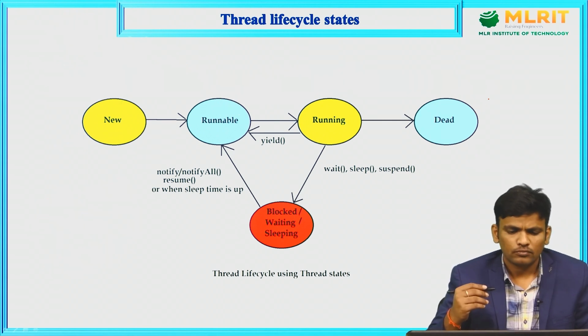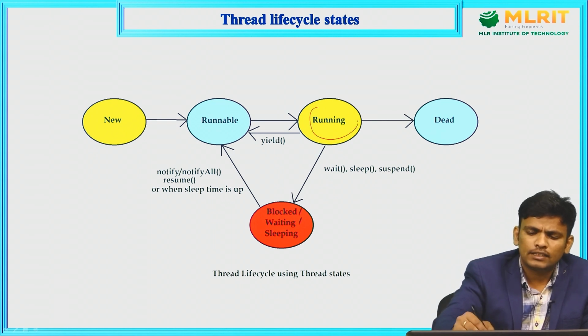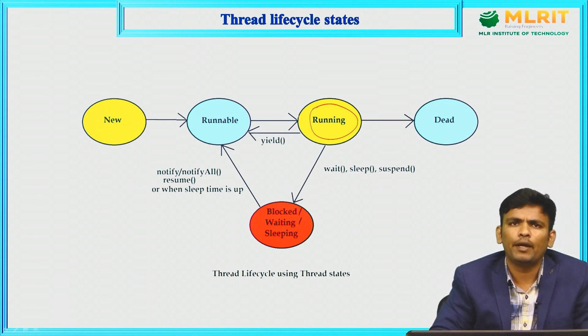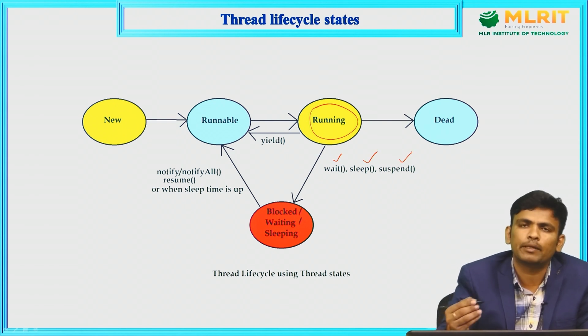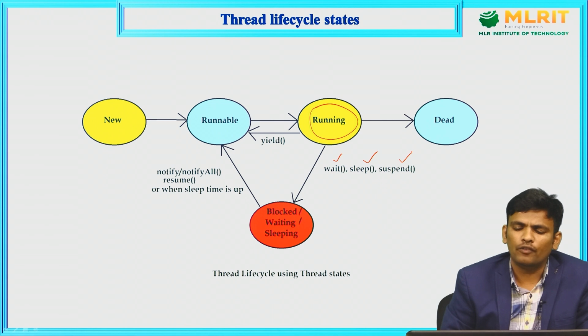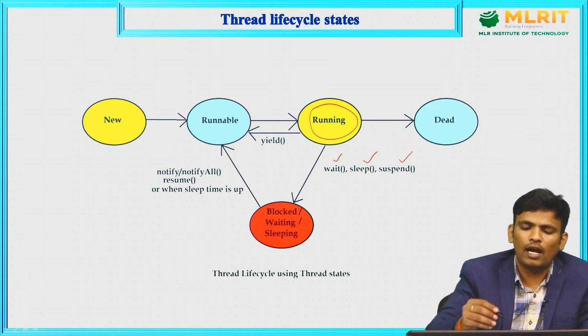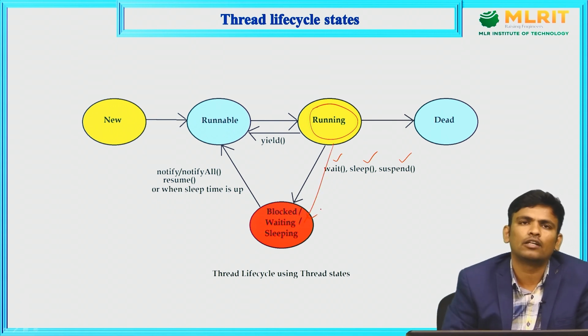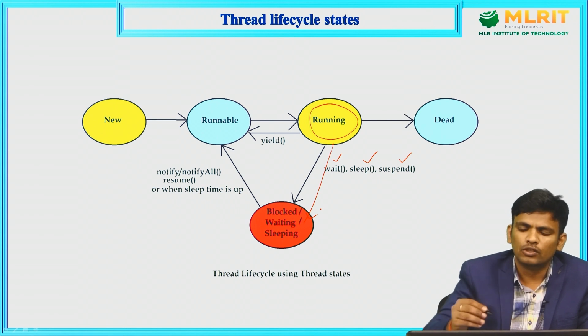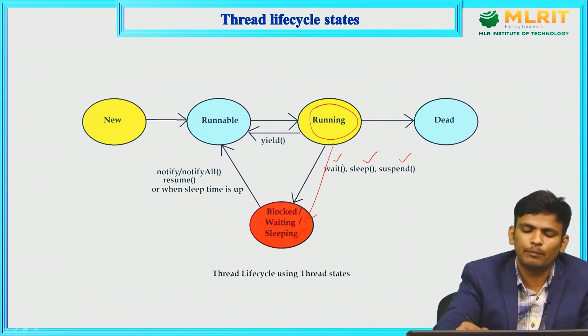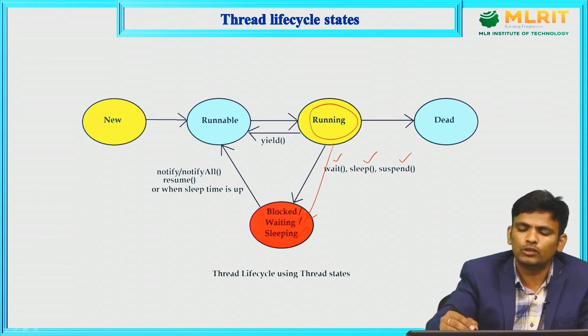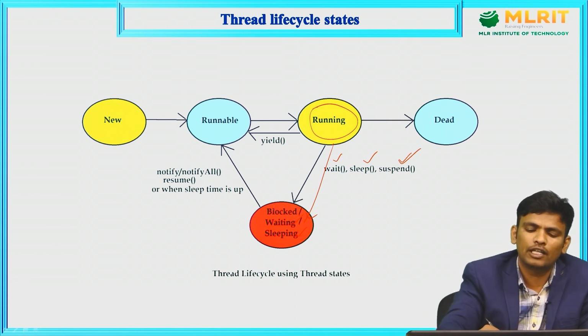Now for the running thread, sometimes you may call different kinds of methods. Sometimes you may call the wait method, sometimes the sleep method, sometimes the suspend method. If you call any of these methods, the running thread will stop its execution and enter into the blocked state, waiting state or sleeping state. If you call the sleep method, it will enter into the sleep state. If you call the wait method, it will enter into the waiting state, and if you call the suspend method, it will enter into the blocked state.